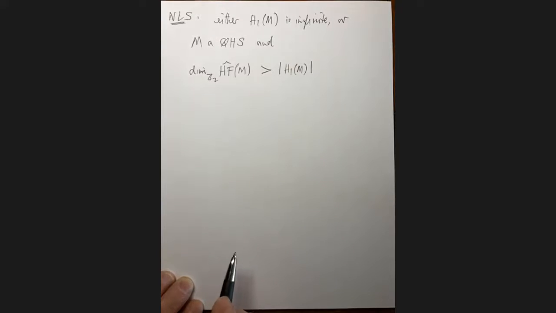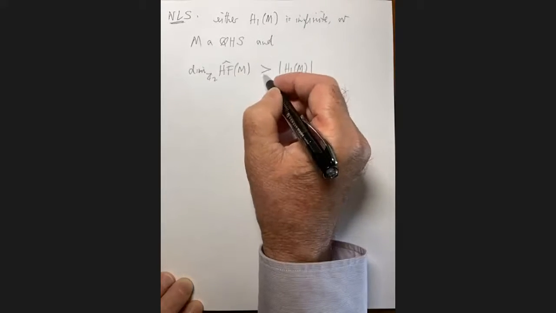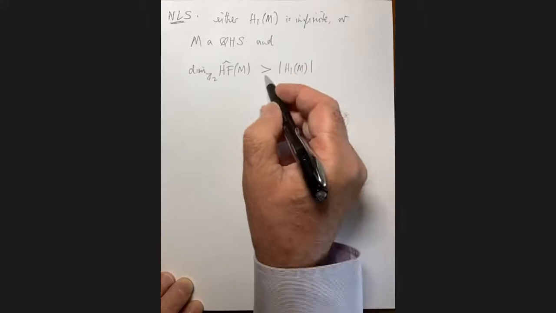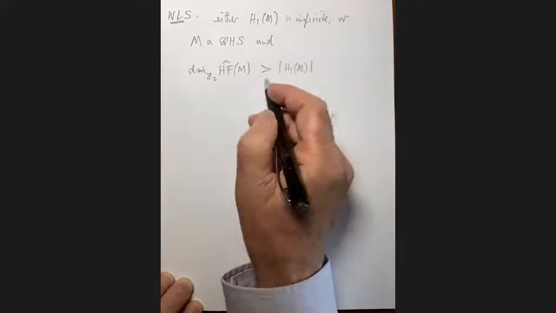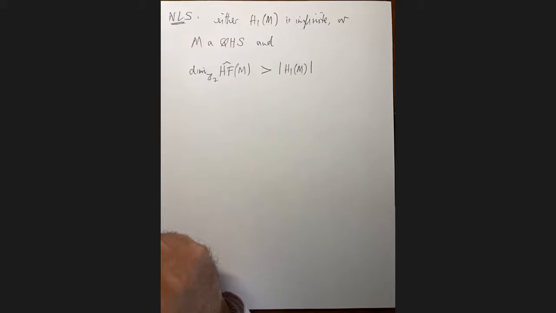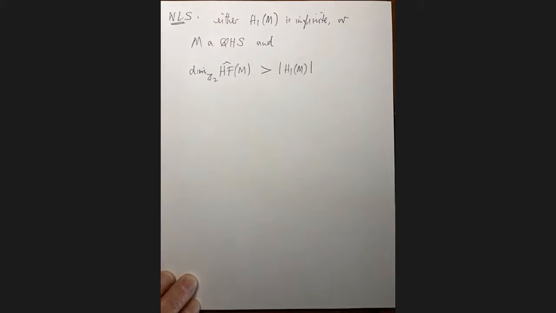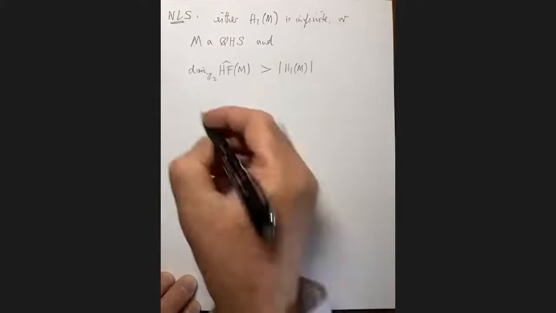As most of you know, there's always an inequality here with the possibility of equality. When you have equality, then that's when you're called an L space. So you're not an L space if it's a strict inequality there. That's NLS. What about LO?